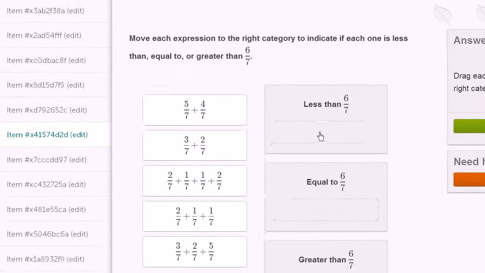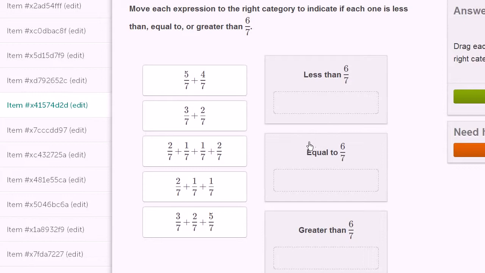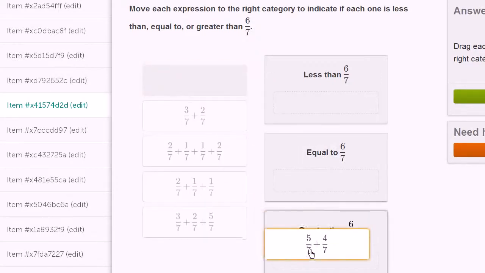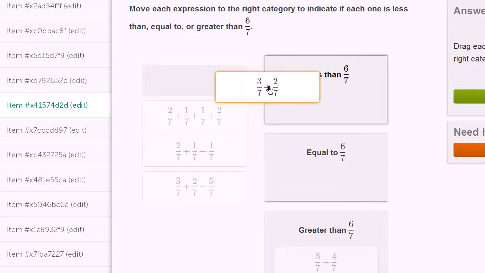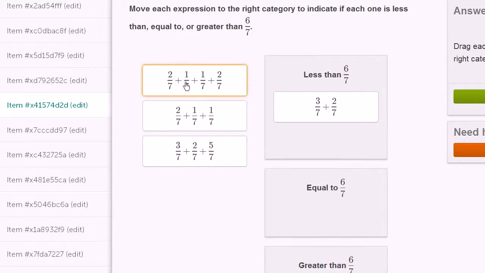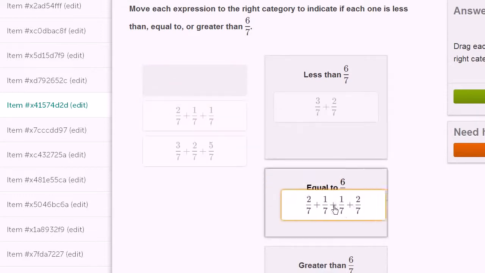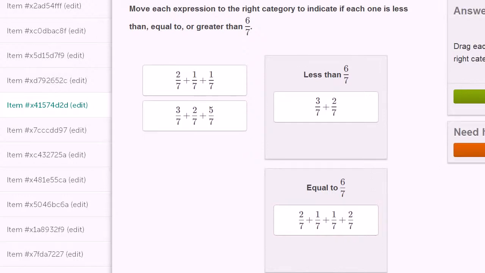We also have things like this that are widgets that actually kind of are, for lack of a better word, virtual manipulatives to help build these content items. So for example here, move each expression to the right category to indicate if each one is less than, equal to, or greater than 6/7. So the student will say, okay, let's see, 5/7 plus 4/7, that's 9/7, and that's greater than 6/7. Let's see, 2 plus, let's see, this is going to be 5/7, that's less than. This right over here is going to be exactly equal to 6/7, and you get the general idea over here.